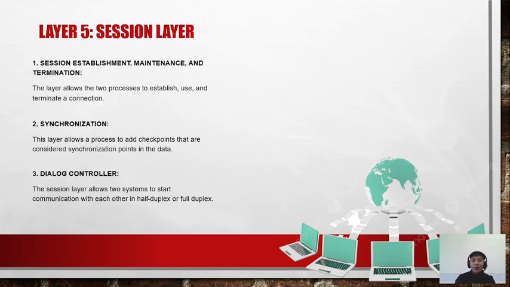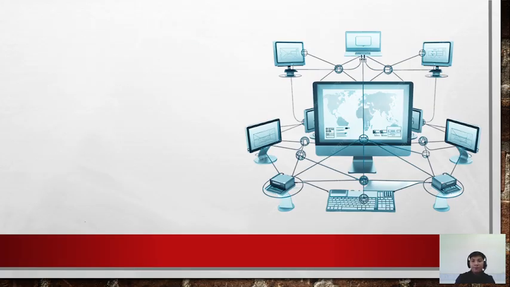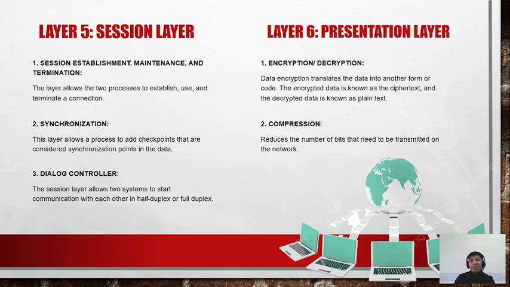And the next layer we have the presentation layer. This layer has two functions. The presentation layer is responsible for preparing data so it can be properly understood by different systems. One of its main functions is encryption and decryption, which helps secure data during transmission. Encryption converts readable data, called plain text, into an unreadable format known as ciphertext, protecting it from unauthorized access.